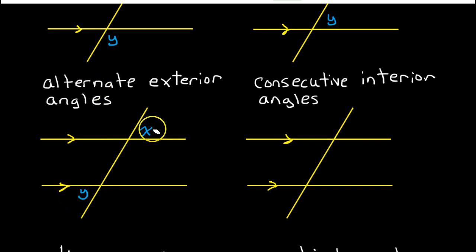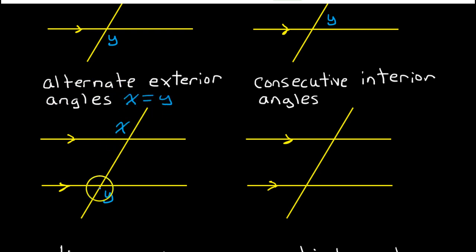Of course, I could have done it the other way. Say if I put my x here, that's still exterior. I would have to put my y here on the opposite side of the line. These are alternate exterior angles. And guess what? These are still equal.